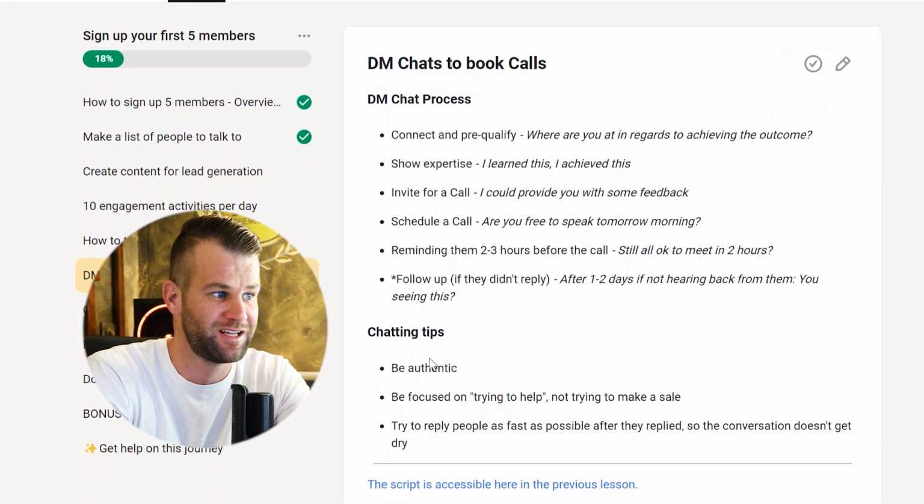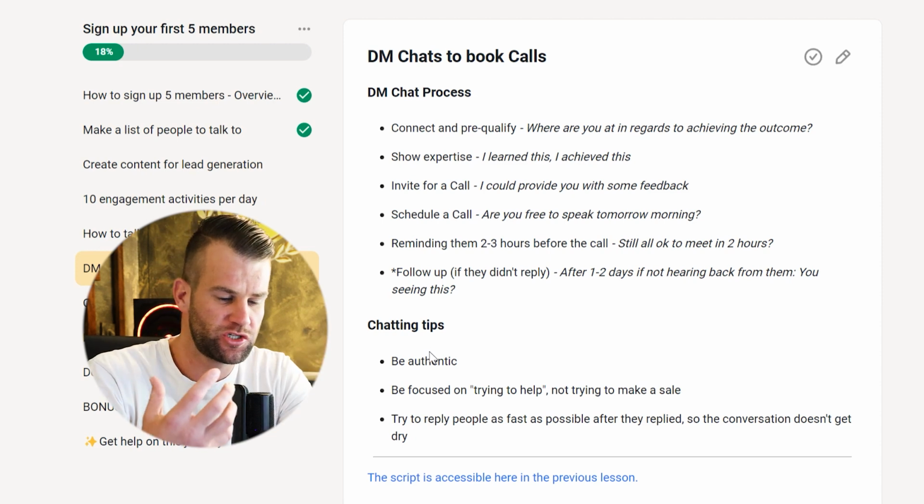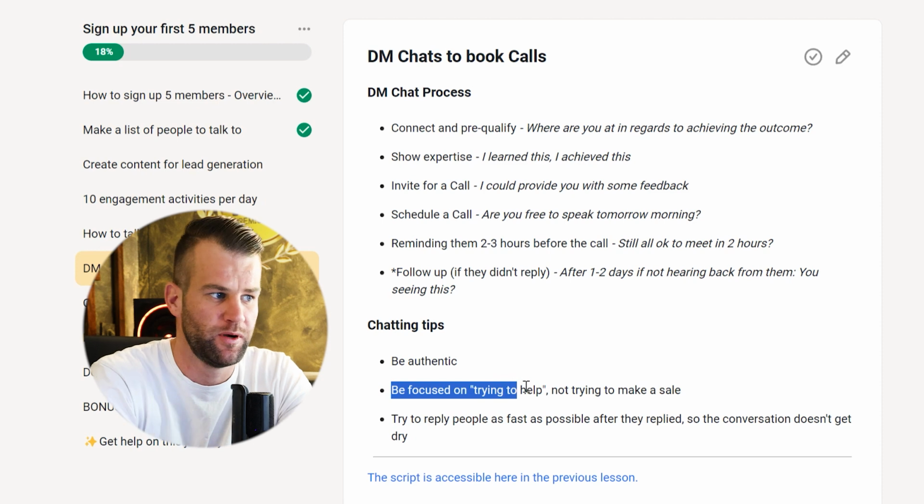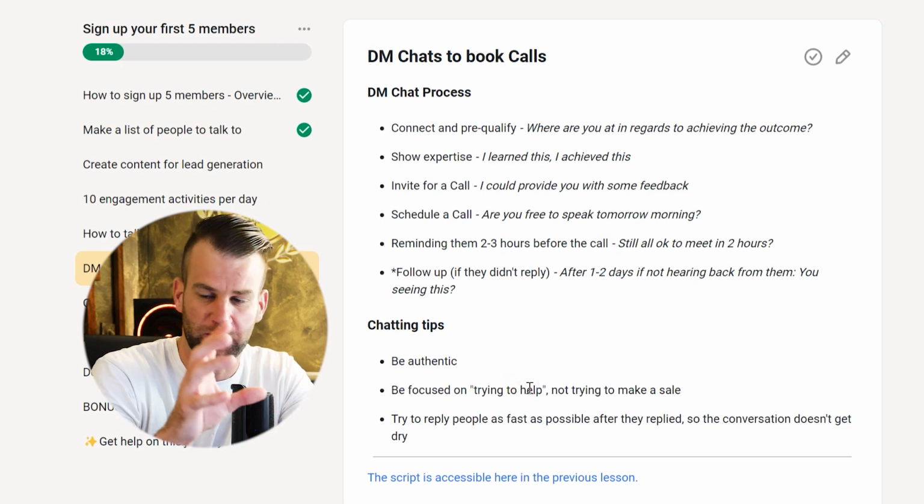But I also wanna point out a few chatting tips. When you are approaching chatting with people via DMs, whether you reached out to them or they saw your content pieces and requested some kind of lead magnet, however they came into the DM chat, you want to always be very authentic and not a salesy person. Your goal should be that you are focused on trying to help. You are really trying to help other people. The payment will come after. Focus on trying to help and not on making a sale like a spammy person who just wants to make a sale.